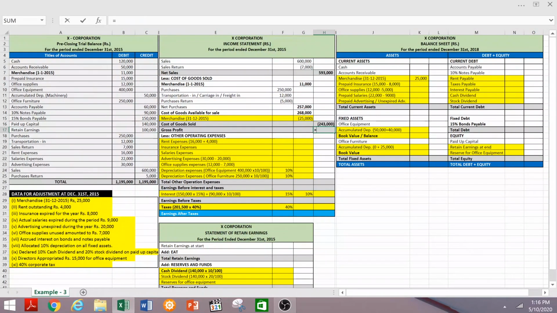Now we have to subtract the cost of goods sold from the net sales. So you just subtract the amount of cost of goods sold from the net sales. In this way we got the result of gross profit.